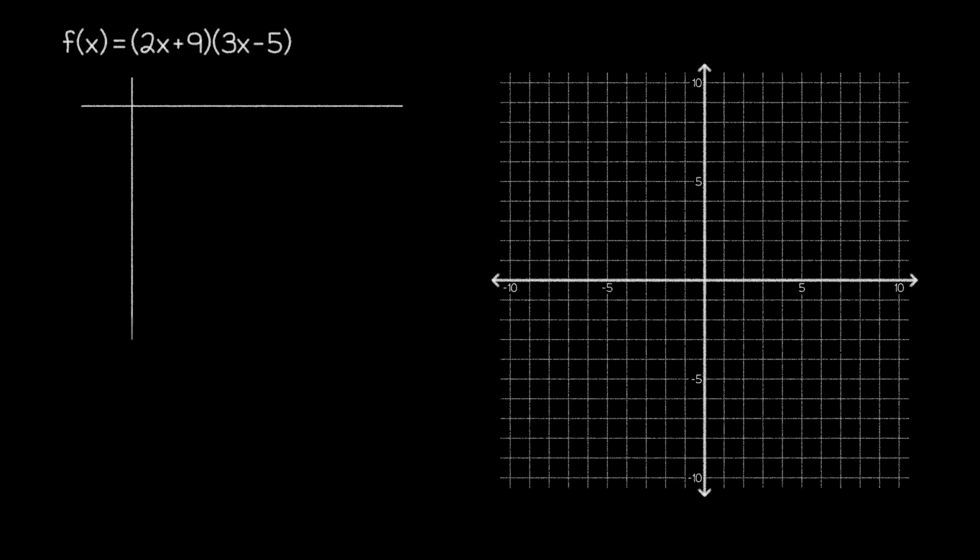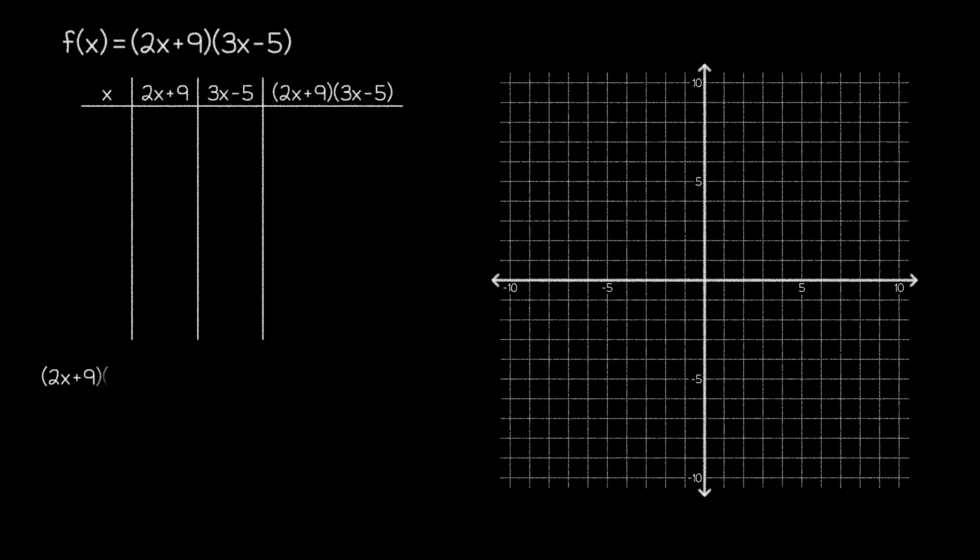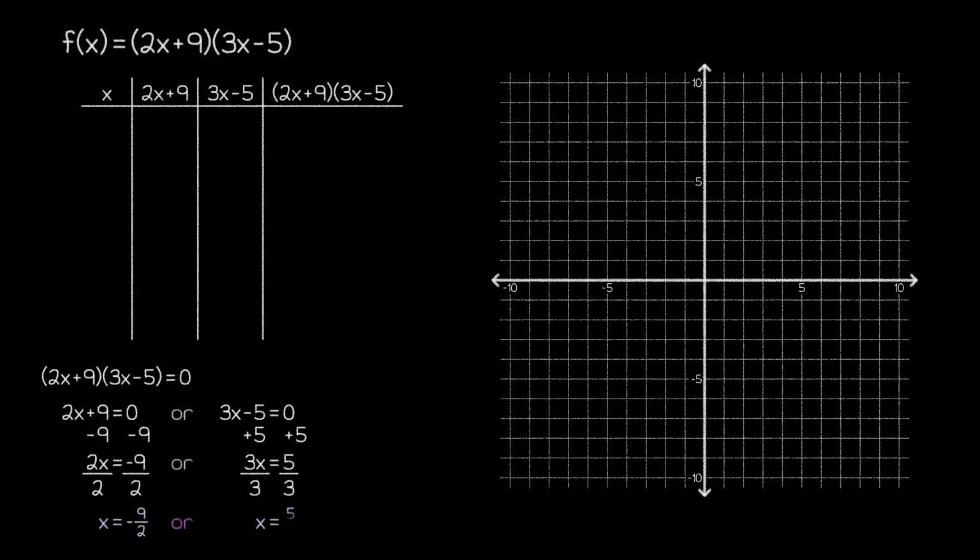The main difference here is that it's going to be a bit harder to intuitively know the zeros of our function. But if we set the individual factors equal to 0 and solve from there, we can see that the zeros are going to be -9/2 and +5/3. And while these aren't the simplest zeros, they are still zeros nonetheless.